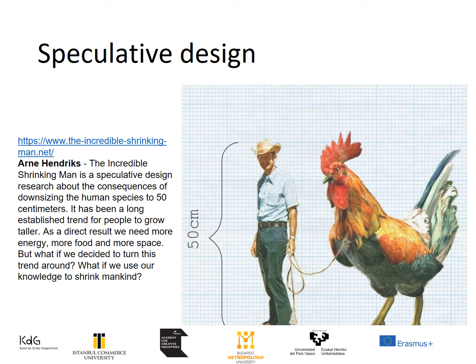Like designer Arne Hendriks, the incredible shrinking man. This is a speculative design research about the consequences of downsizing the human species to 50 centimeters. It has been a long established trend for people to grow taller. As a direct result, we need more energy, more food and more space. But what if we decided to turn this trend around? What if we use our knowledge to shrink mankind?